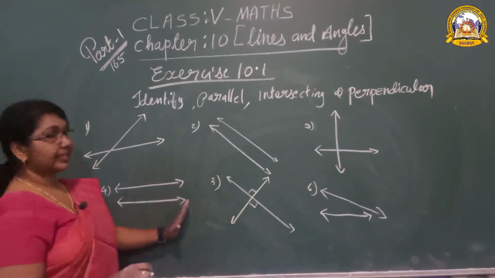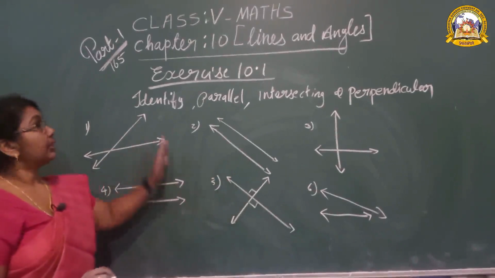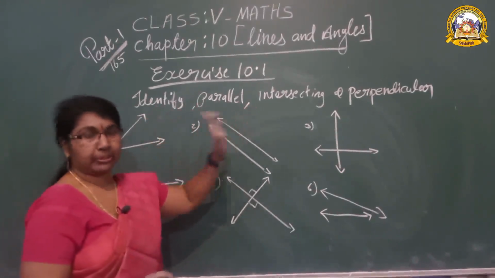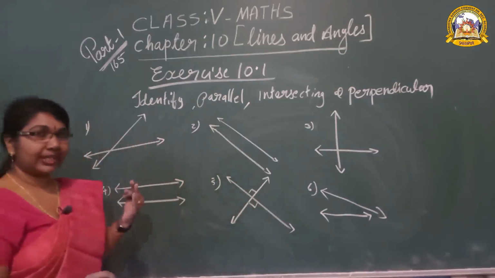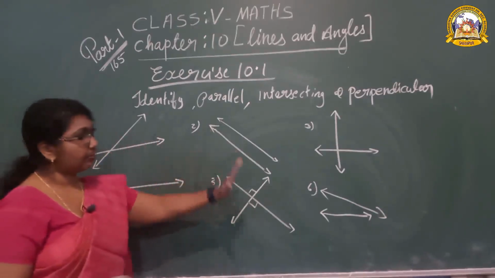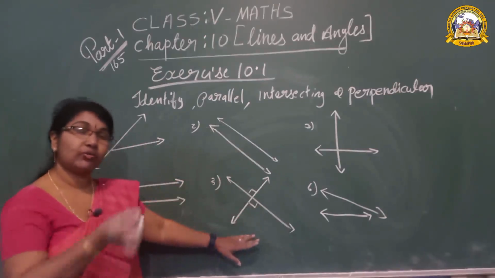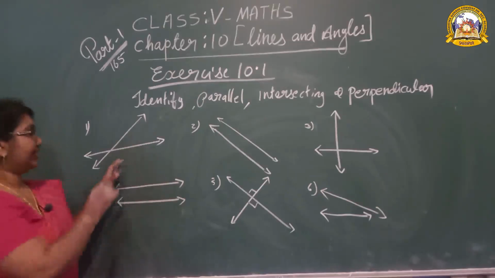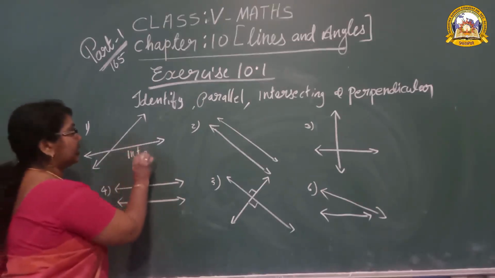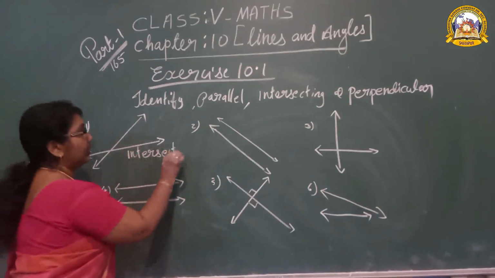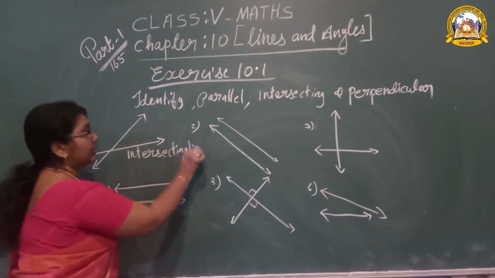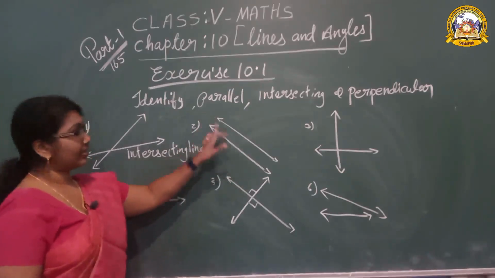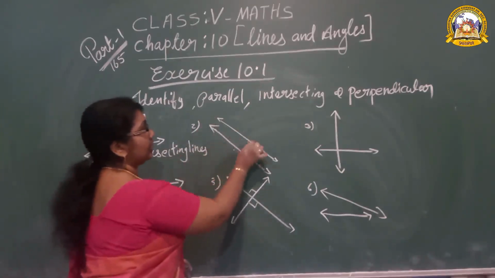Look, exercise 10.1. Identify parallel, intersecting and perpendicular lines. We studied three types of lines now. So some lines are given, and we have to find out what kind of lines they are. Can you say what's the name of this line? Yes, it is intersecting lines. You have to write the name. First one is intersecting, and in the second one, the lines do not meet and the distance is equal.